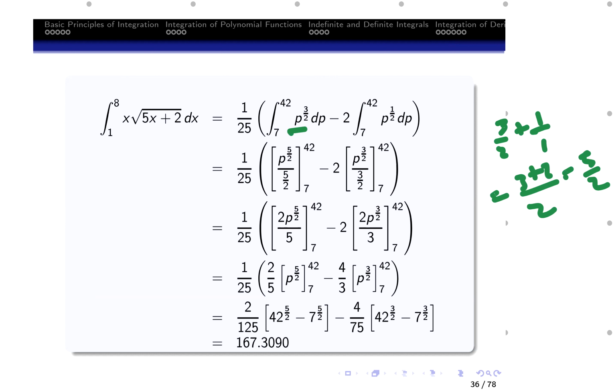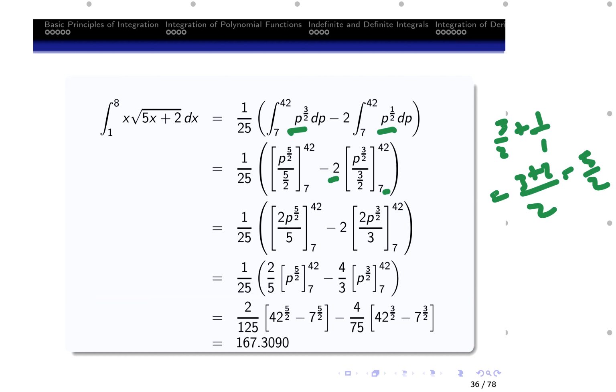Then, of course, this one has also been split apart. So it's from 7 to 42 again. So you have 2 outside here now. Then update this power. Half plus 1, that's 3 over 2. So you have p raised power 3 over 2 all over 3 over 2 from 7 to 42 once again.